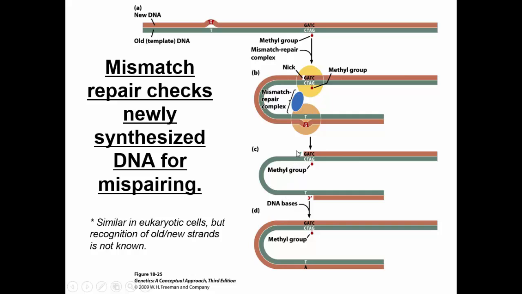You might look at this and say it's not very efficient. We had one little mistake, just one little problem, and we took out this whole segment of DNA. Remember, no one said nature's efficient. It's just the way that it evolved.